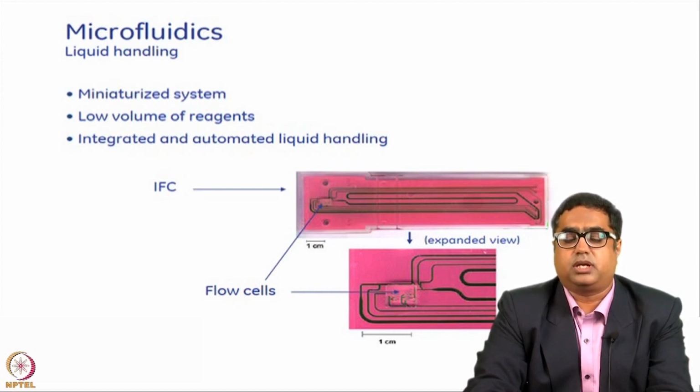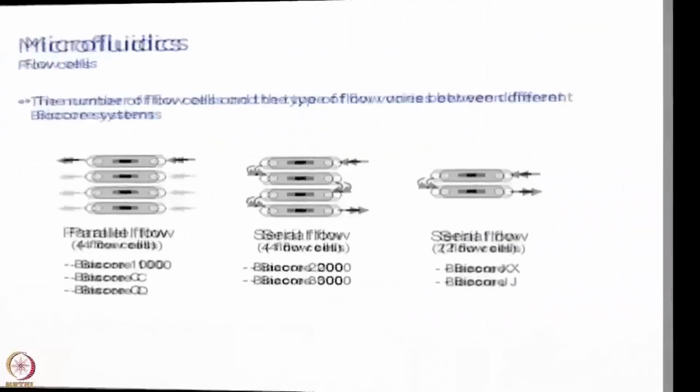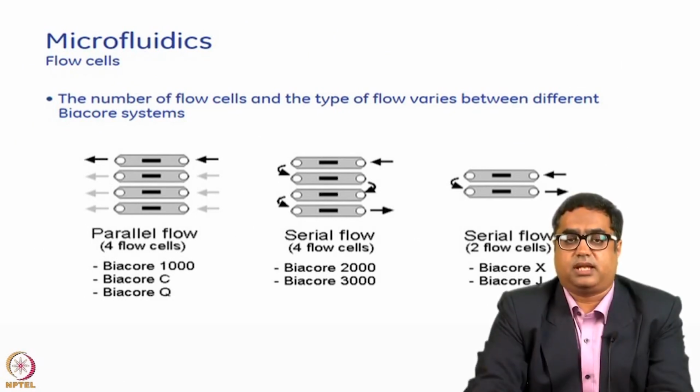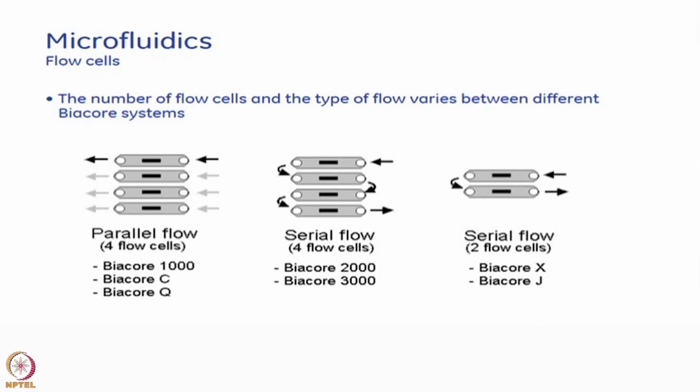the system, which contains very low volumes of reagents, and they are integrated and automated liquid handling systems where the flow cells are actually situated and the actual interaction happens and is recorded by the system. There could be many ways of orientation of the microfluidics and the flow cells. It could be a parallel way, a serial way, or two cells at a time, and different systems can have different ways of the fluidics and also different orientations.